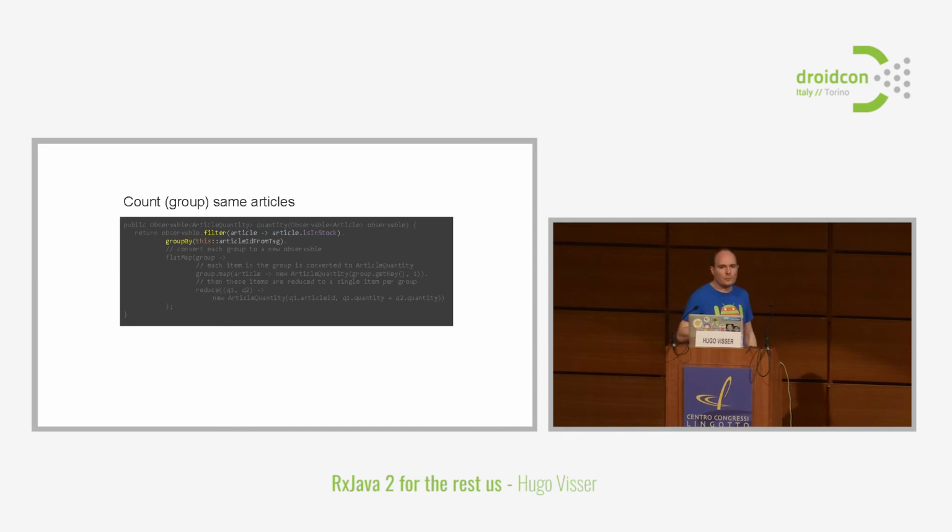Now we're going to group these articles. And again, there's a convenient operator for that called group by, and you pass it a function that takes an article and returns some kind of key. In this instance, I've chosen to return the article ID for this article. And let me show you the marble diagram for group by.